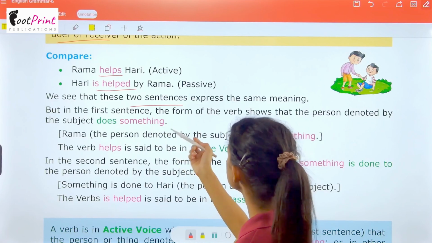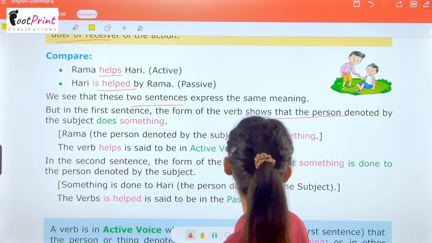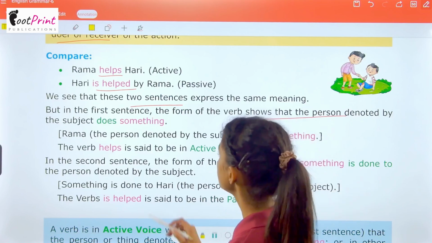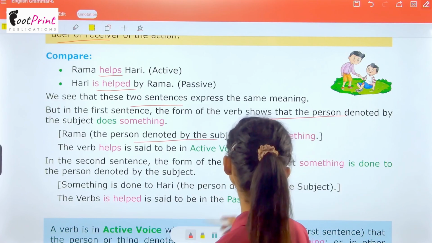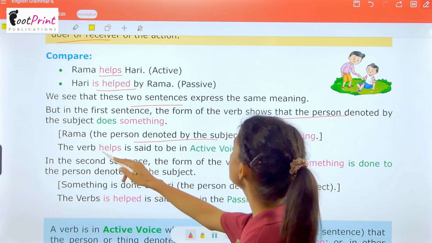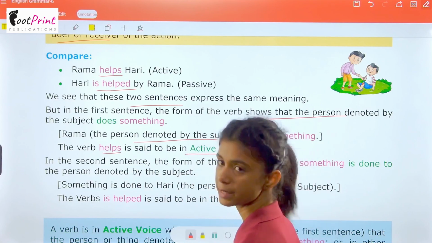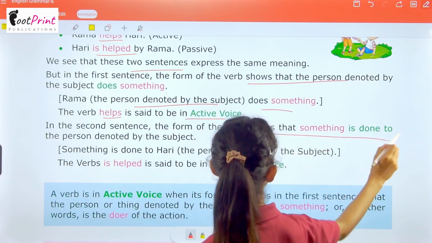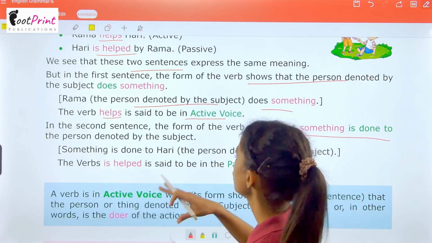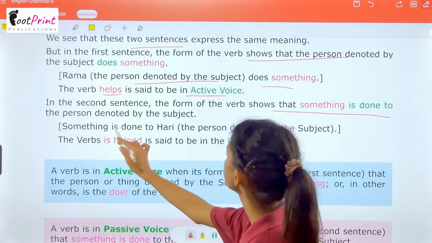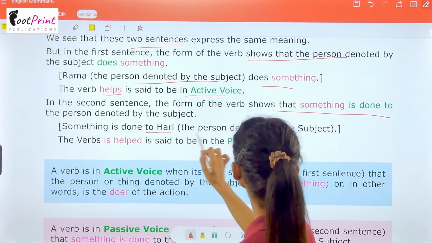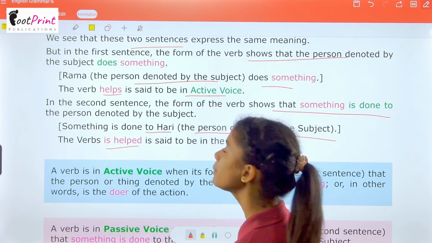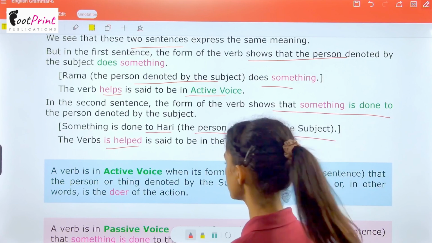But in the first sentence, the form of the verb shows that the person denoted by the subject does something, okay? Rama, the person denoted by the subject, does something, and the verb helps is said to be in active voice. And in the second sentence, the form of the verb shows that something is done to the person denoted by the subject. So something is done to Hari by the person denoted by the subject, that is Rama. So the verb is helped is said to be in the passive voice. I hope you understood this much.